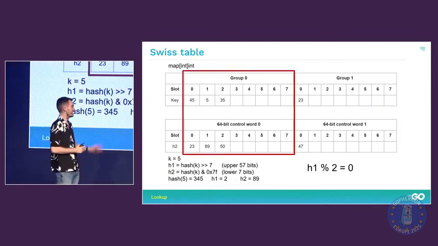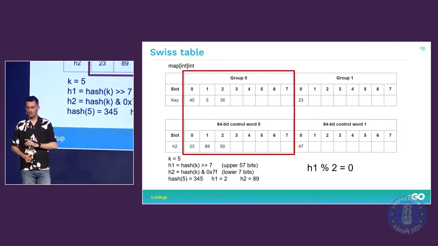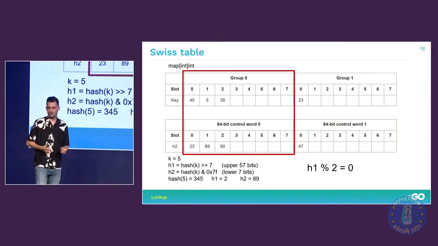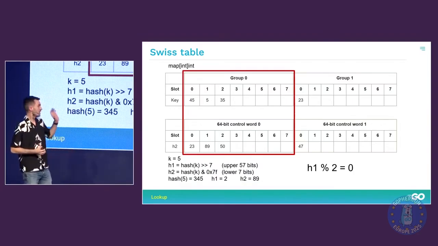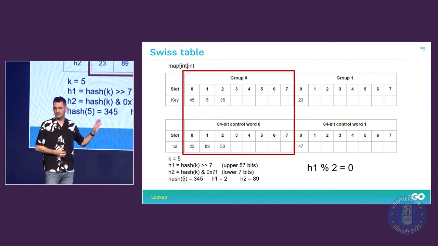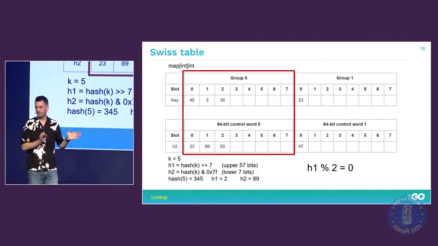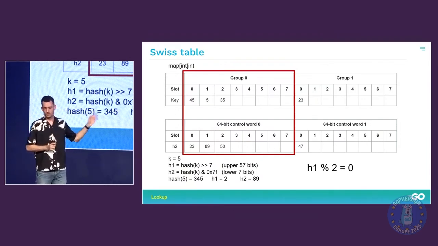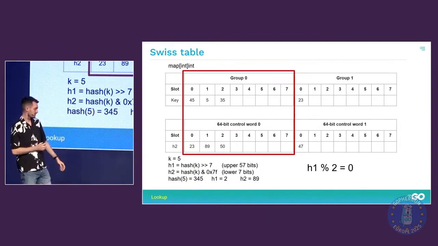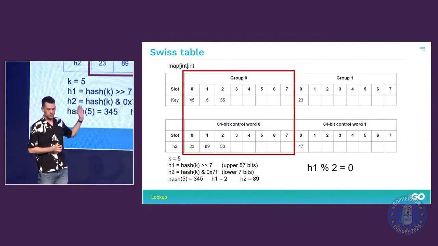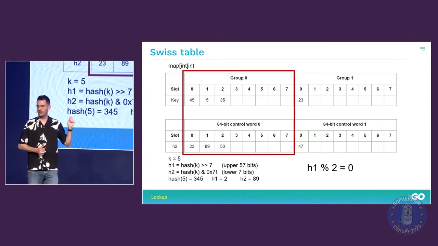So we're going to use the H1 value to choose which group we want to look at first for our lookup. And this works pretty much the exact same way it did in the traditional hash table, where we just need to fit our H1 value into the number of groups we have. We can just do a modulo. In this case, H1 is 2, so 2 mod 2 is 0, so we're going to look at group 0.